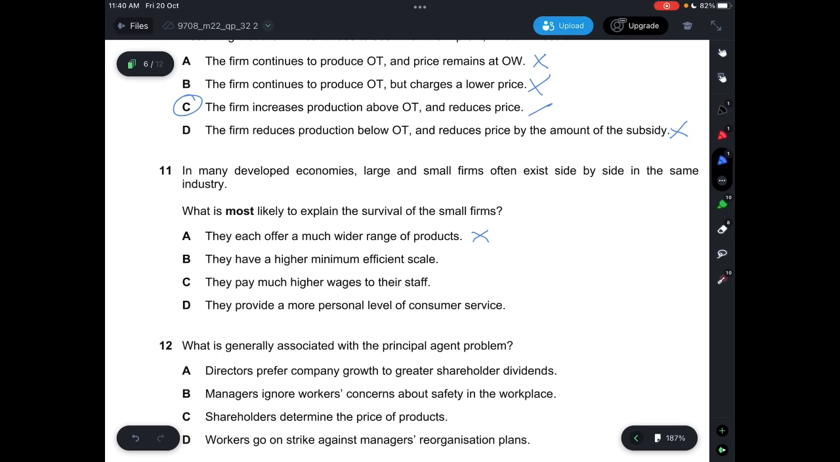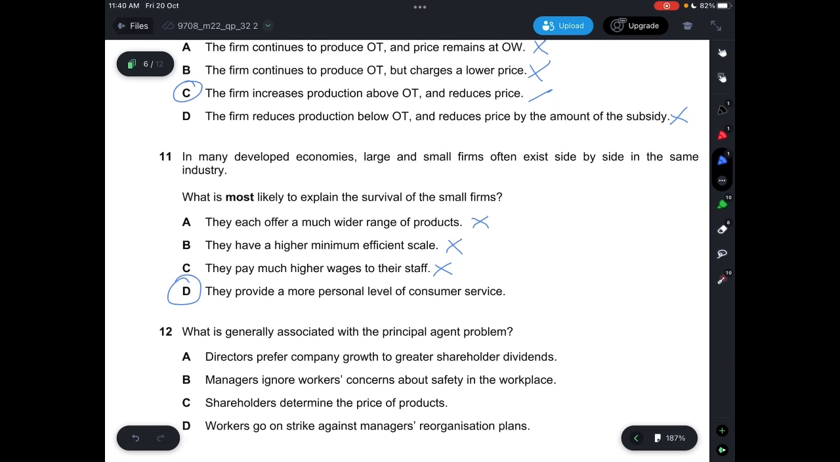And B, they have a higher minimum efficient scale. This one is for larger companies, not for smaller companies. And C, they pay much higher wages. This one is also larger companies, does not apply to small firms. And D, they provide a more personal level of consumer service. So answer is D. Because it's not something that large firms can do due to the amount of customers that they need to handle every single day.